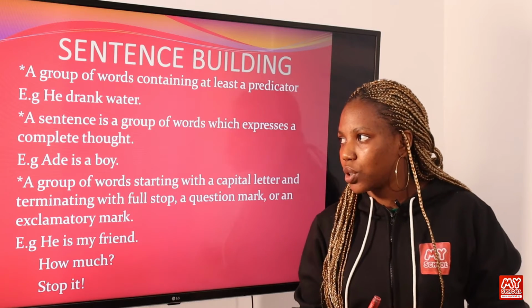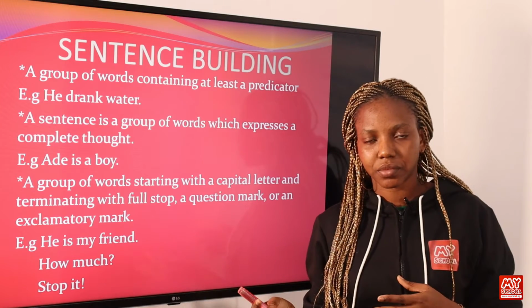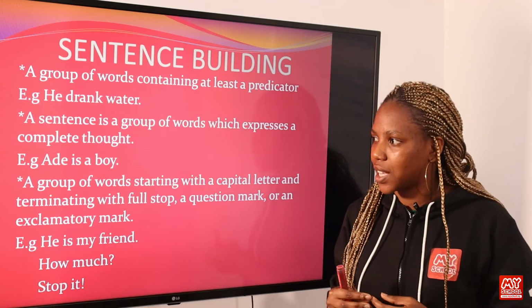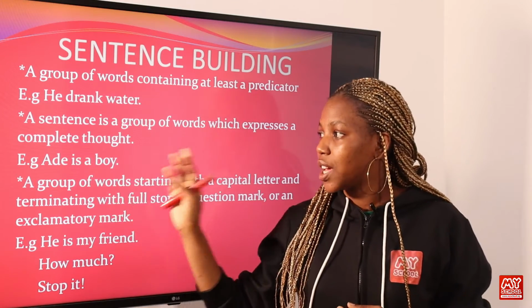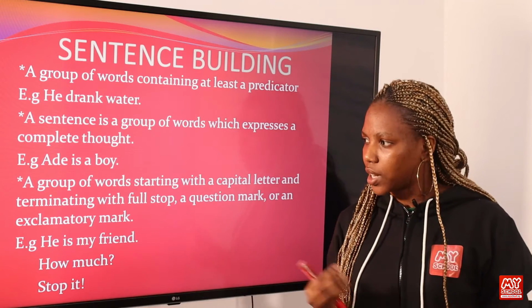Now, let's take a look at number 2. A sentence is a group of words which expresses a complete thought. So in this sentence, we see that it expresses a complete thought. A complete thought is the important element in this definition. Okay, let's take a look at number 3.